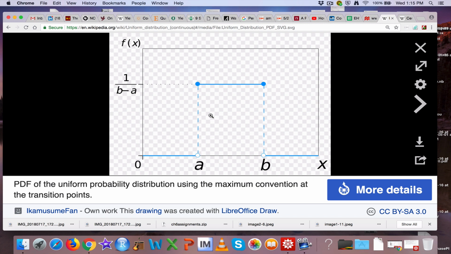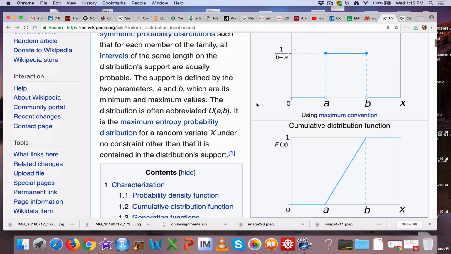You can see we've got these vertical lines that are not really part of the graph, but they help us see that we can think of the area under it as coming from a rectangle whose base is b minus a and whose height is 1 over b minus a. If you multiply b minus a times 1 over b minus a, you get 1 because the b minus a's cancel. Okay, so that's what the graph looks like.